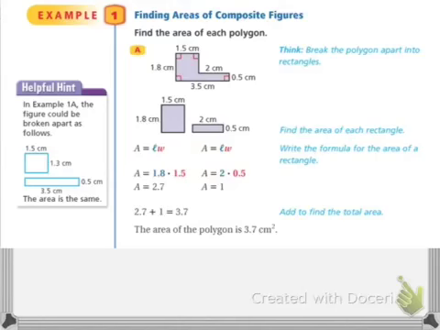Now what I need to look for is the area of this rectangle. Here I notice that my length is 2 centimeters and my width, or my height, is 5/10 of a centimeter. So the first thing I'm going to write is area equals length times width. Area equals, plug it in, 2 times 5/10. If I multiply these two together, I get area equals 1. So now I can add these two areas together. 2 7/10 plus 1 equals 3 7/10. So the area of the whole polygon is 3 7/10 centimeters squared.